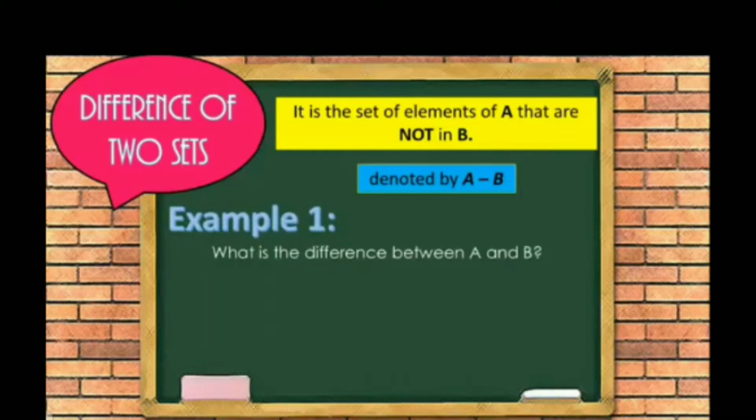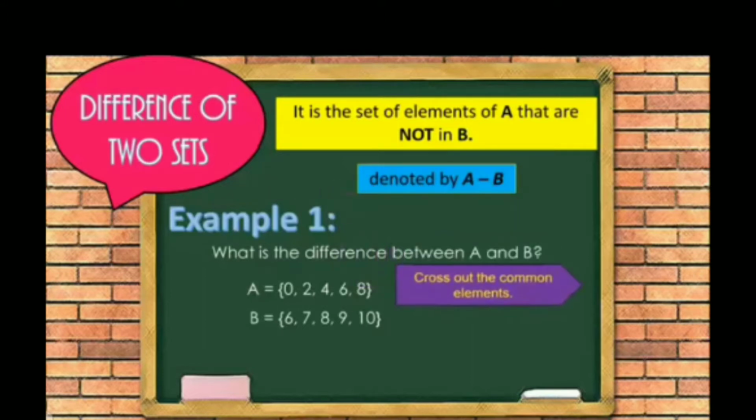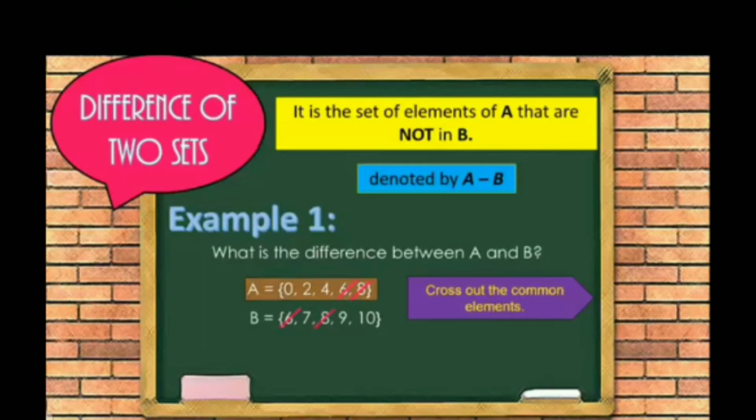For example, what is the difference between A and B? Suppose we have the elements of A, which is 0, 2, 4, 6, and 8. And the elements of B is 6, 7, 8, 9, and 10. Now we're going to cross out the common elements. So the common elements are the 6, 8, and now what's left in set A is 0, 2, and 4.